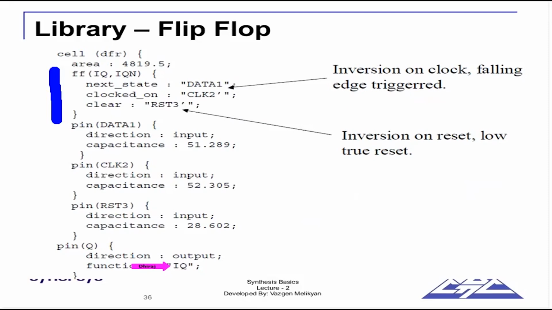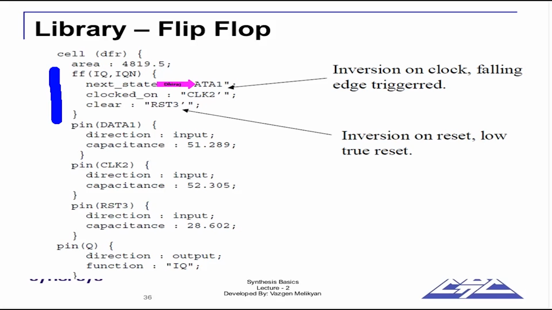FF is specifically for sequential cells recognized by the tools. So we tell that FF is always IQ, IQ. This is the fixed syntax. So we tell the tool that it's a sequential cell FF. The output is IQ, which is mapped to Q. The next state on IQ is data 1.